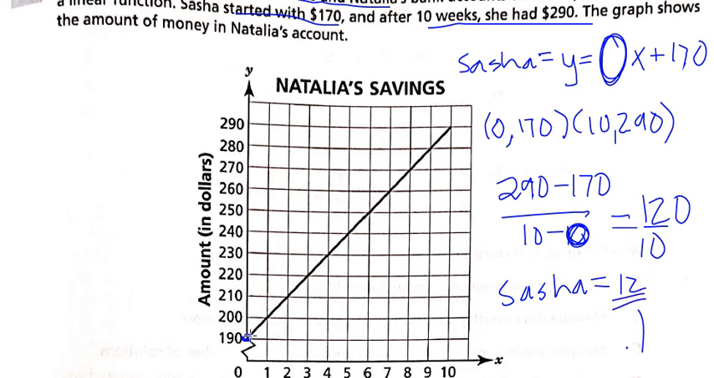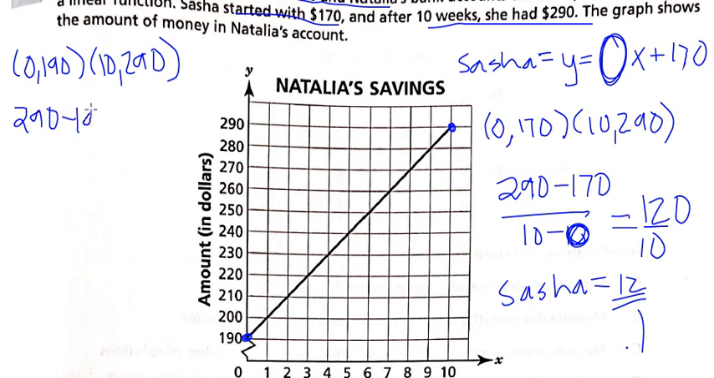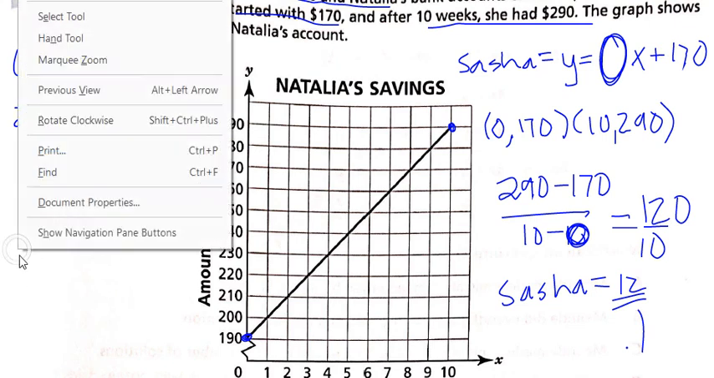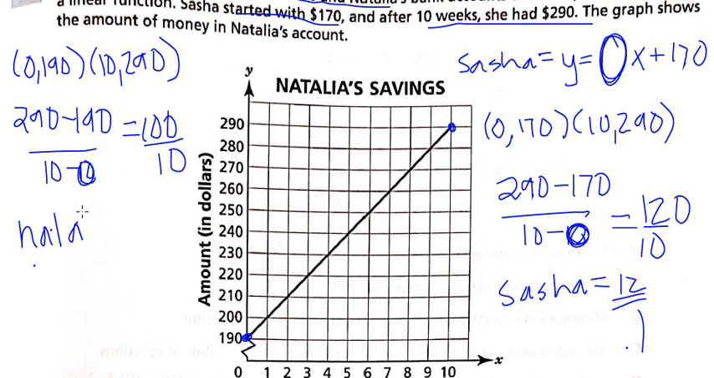So for Natalia, we have (0, 190), and I guess they give us the information about 10, so let's do (10, 290). That's going to be 290 minus 190 over 10 minus 0. That's 100 over 10. So that means that Natalia's is 10. So let's go look here.